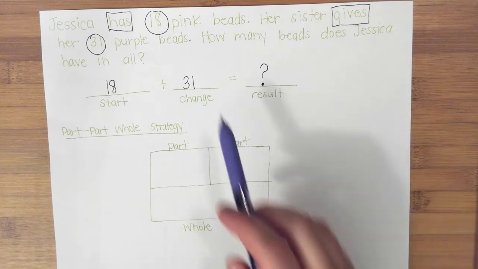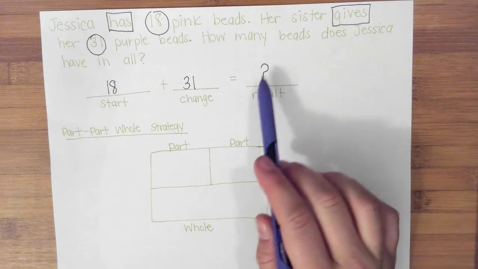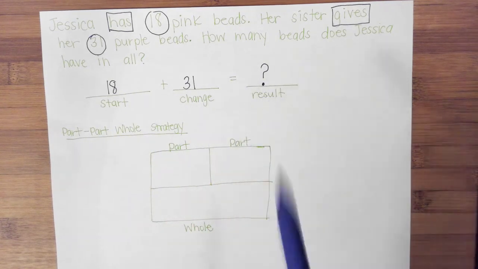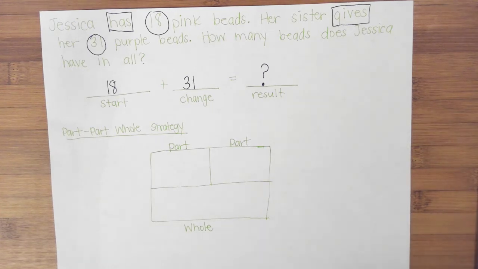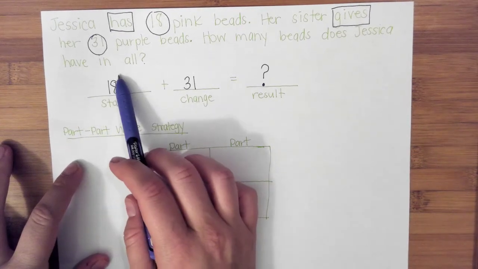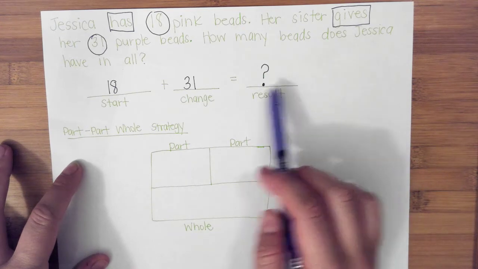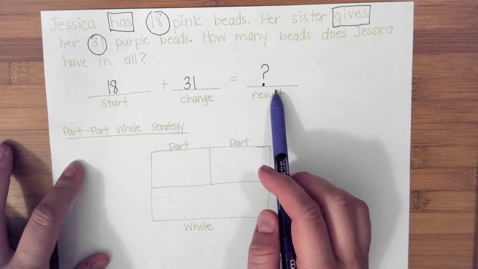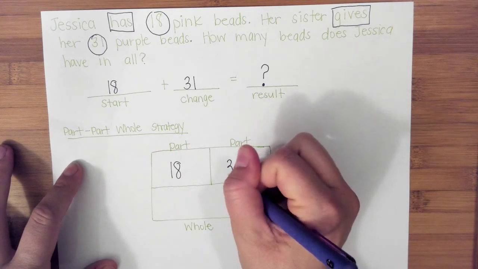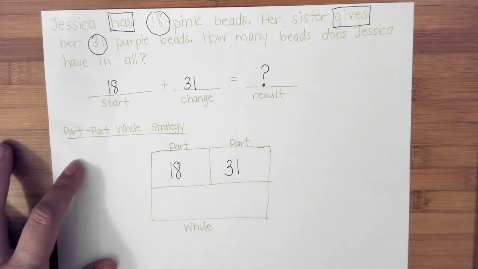So right now, it says, how many beads does Jessica have in all? I don't know how many beads Jessica has in all. I know she had 18, her sister gave her 31, and she's going to have a total number. So when you're using your part, part, whole strategy, in this case, these are your two parts. 18 is your start, that's a part. Then you have 31, that's another part. But you don't know your whole. You don't know what 18 plus 31 is equal to. So I'm going to write that I have a part right here of 18, a part right here of 31, and I don't know what my whole is yet. My whole is unknown to me.